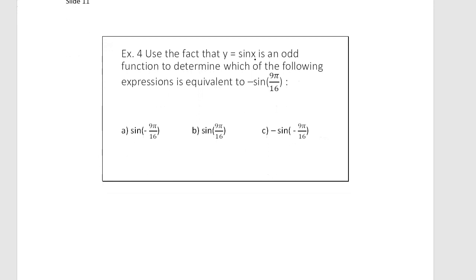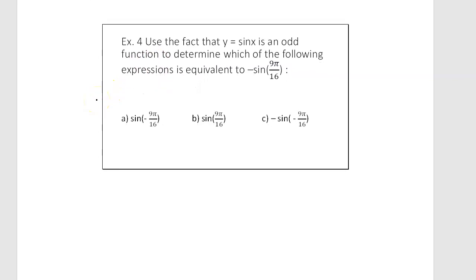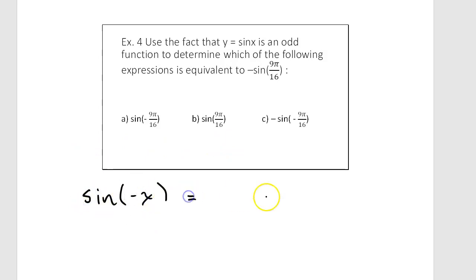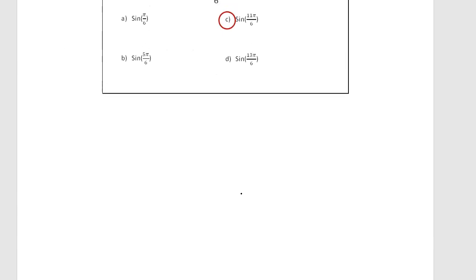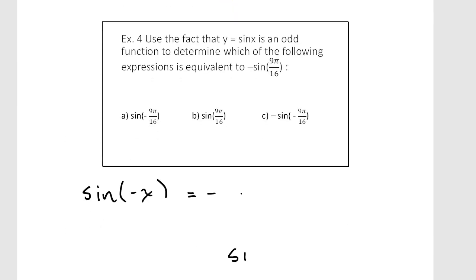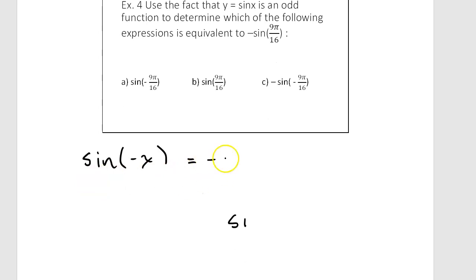Use the fact that y equals sine x is an odd function to determine which of the following expressions is equivalent to negative sine 9 pi over 16. Remember that sine of negative x, because it's an odd function, is also equivalent to negative sine of x. Sine of negative x is equal to negative sine of x.